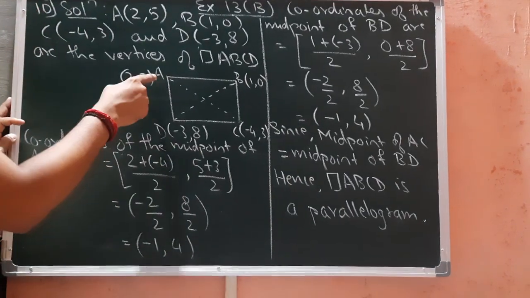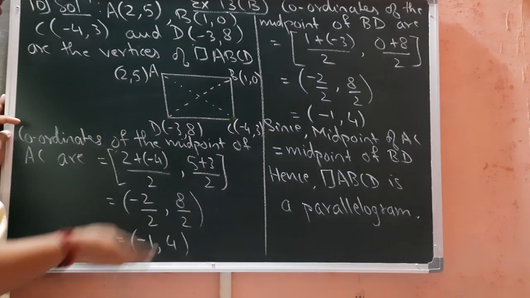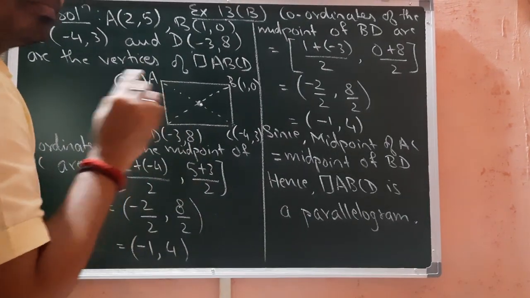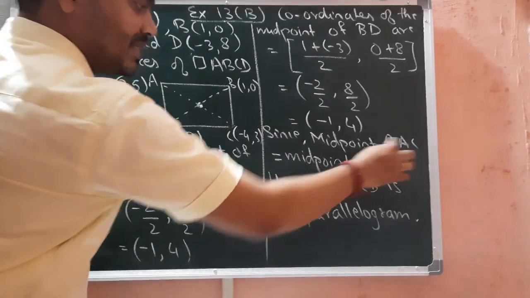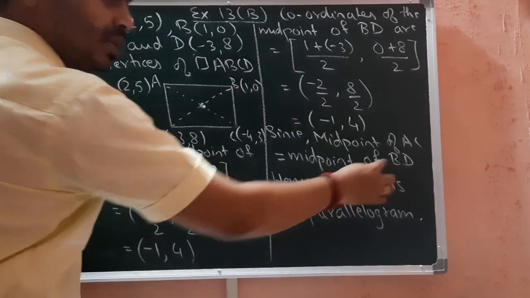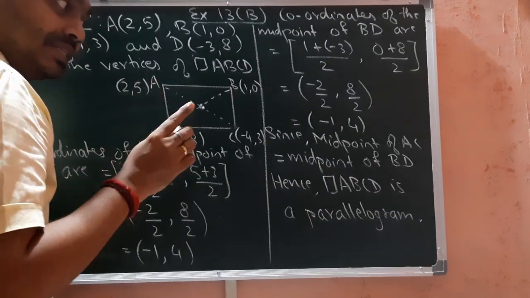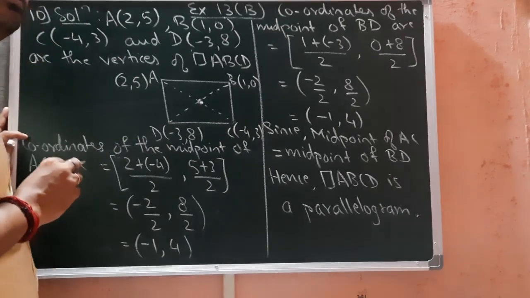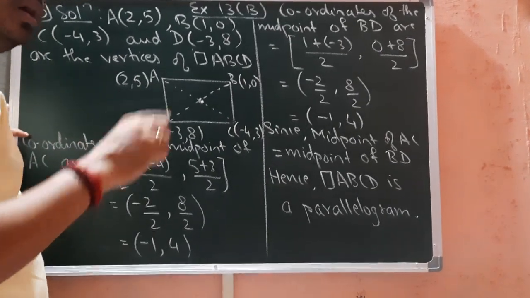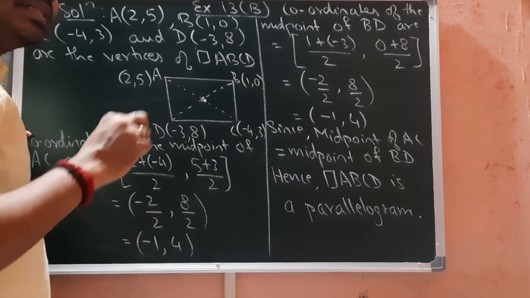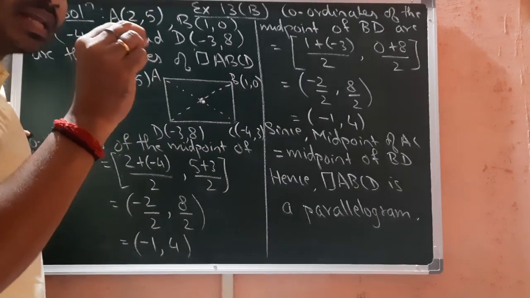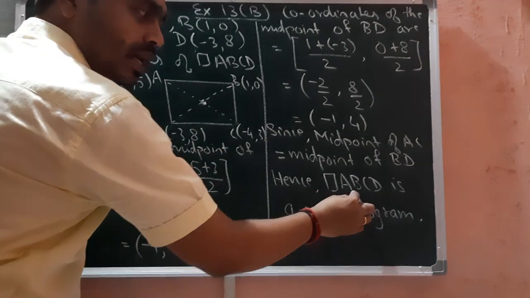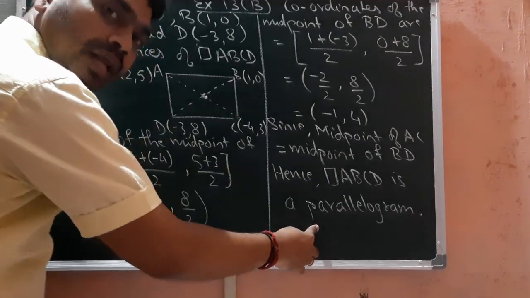Since the midpoints of AC and BD meet at one point, that is (-1, 4), since the midpoint of AC is equal to the midpoint of BD, as it is a common point, and we know that in a quadrilateral, diagonals bisect each other. When we talk about diagonals bisecting each other and meeting at one point, that is nothing but a parallelogram. So hence quadrilateral ABCD is a parallelogram.